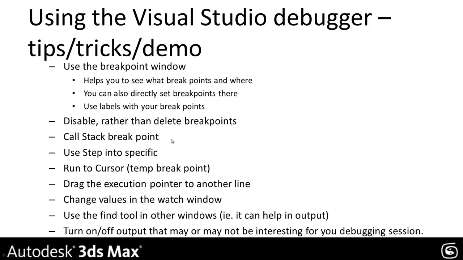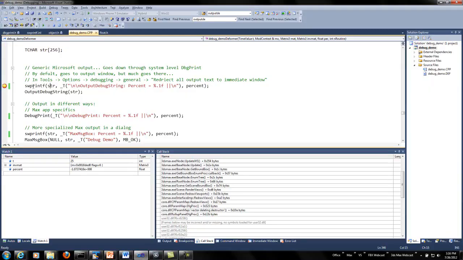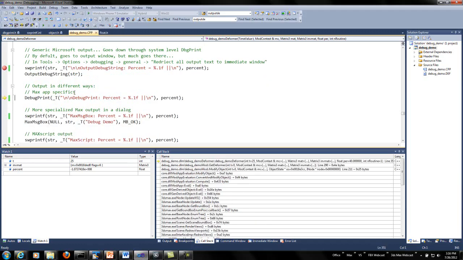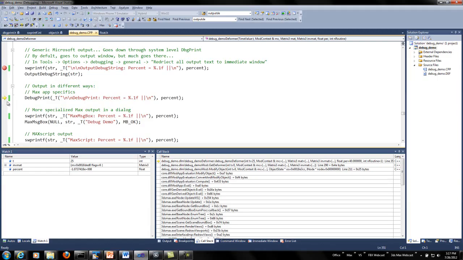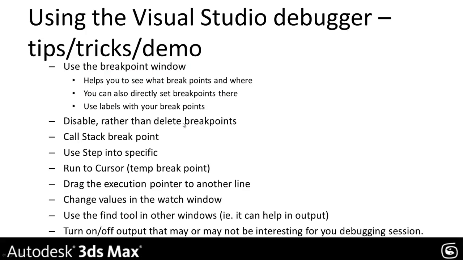Run to cursor, I showed you that. Well, not really a run to cursor. Run to cursor is wherever your cursor is flashing, you can say run to cursor and it will run to that point. And then the next one is drag the execution pointer to another line, and that's what I showed by being able to just drag it down and it will skip whatever line it was on.